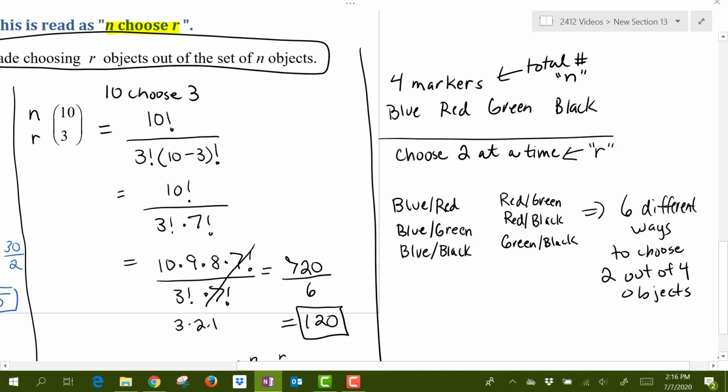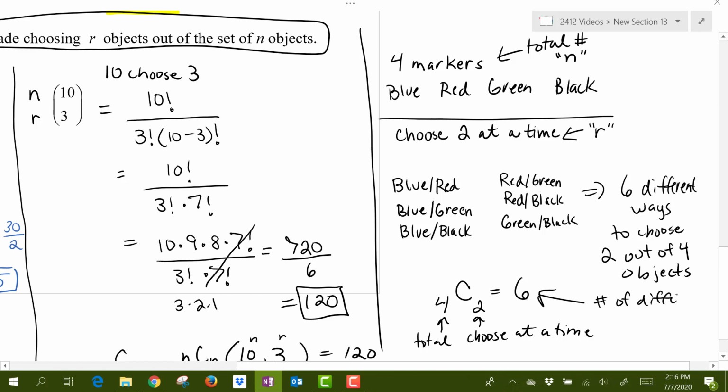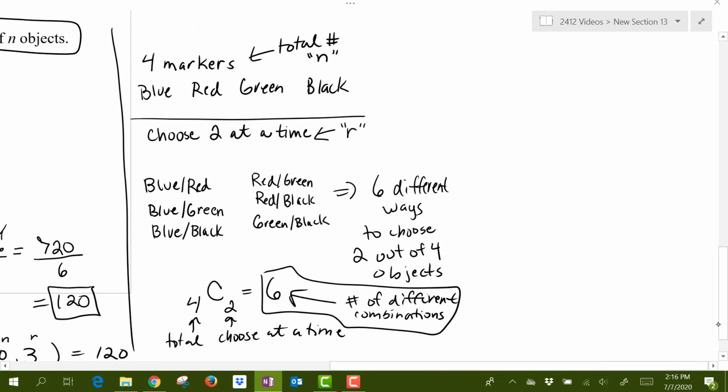So when you're doing this notation, let's say 4 choose 2 at a time, the answer that we got was 6. So this is really telling us that if we have a total of 4 objects and we choose this many at a time, the answer that we get is the number of different ways that can happen. Or you can also think of it as a number of different combinations of accomplishing that task. Okay. So let's think about one other thing here.